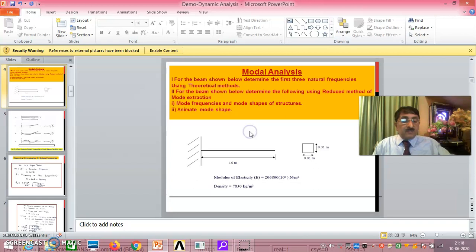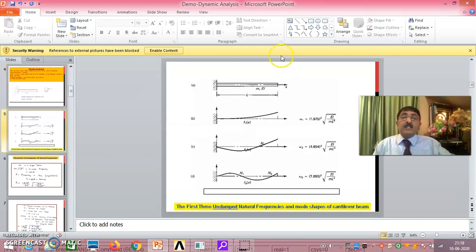See here, this is a cantilever beam of length L, which may be 1 meter here. Now, the natural frequency is given by this. First natural frequency is given by W1 equals 1.875 squared times the square root of EI by M L to the power of 4. W2 will be this, W3 will be this. These are the first 3 undamped natural frequencies and mode shapes of the cantilever beam.